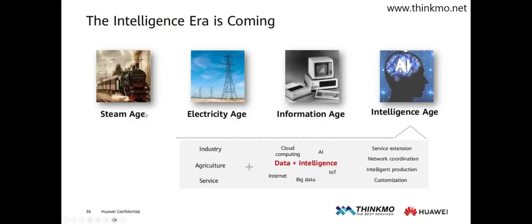Next, let's take a look. Let's review a century ago, we had our first industrial revolution. Why am I bringing this up? The first industrial revolution refers to the industrial revolution of the steam age. At that time, it was really all about the steam train, shown in the picture.